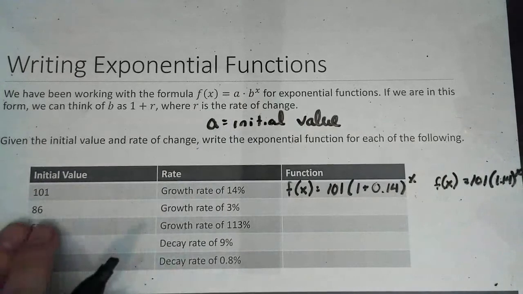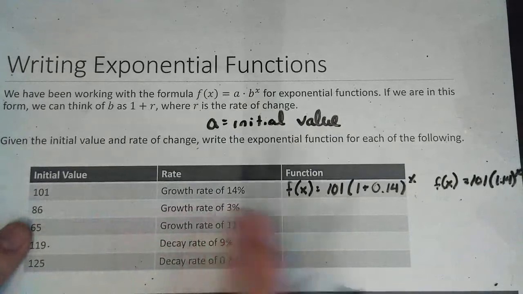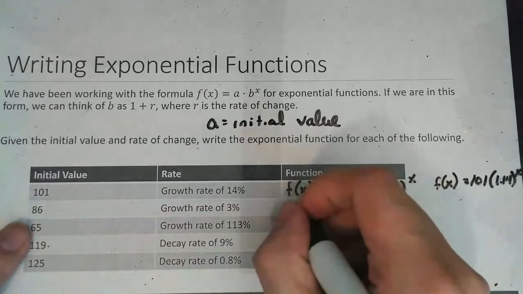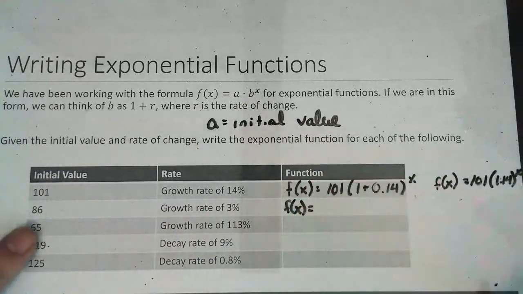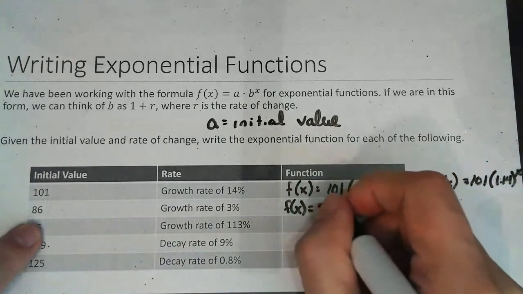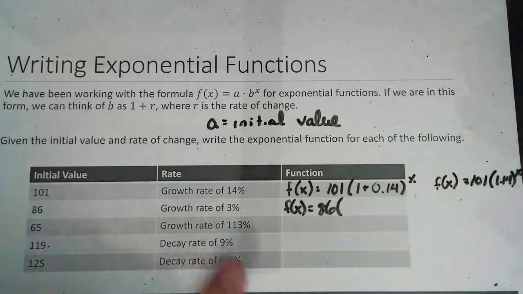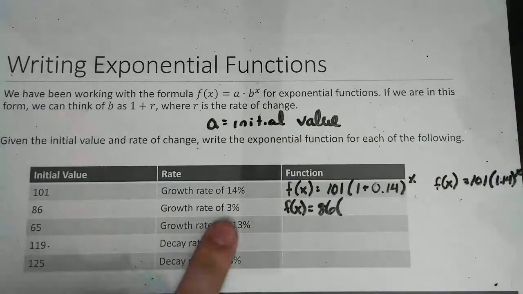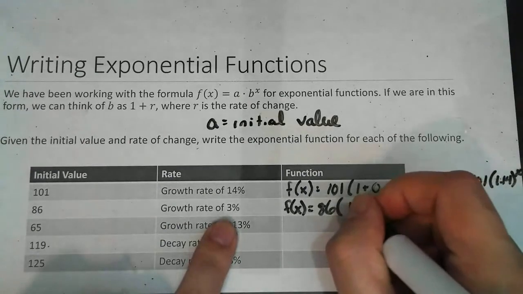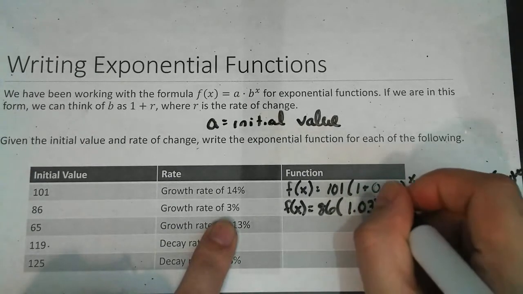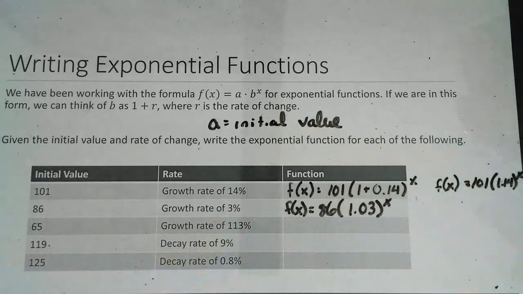Next up, our initial value is 86, and we have a growth rate of 3%. So we'll have f of x is equal to, our initial value is 86. In parentheses, I'm going to have 1 plus 0.03. So that'll be 1.03, to the x power.